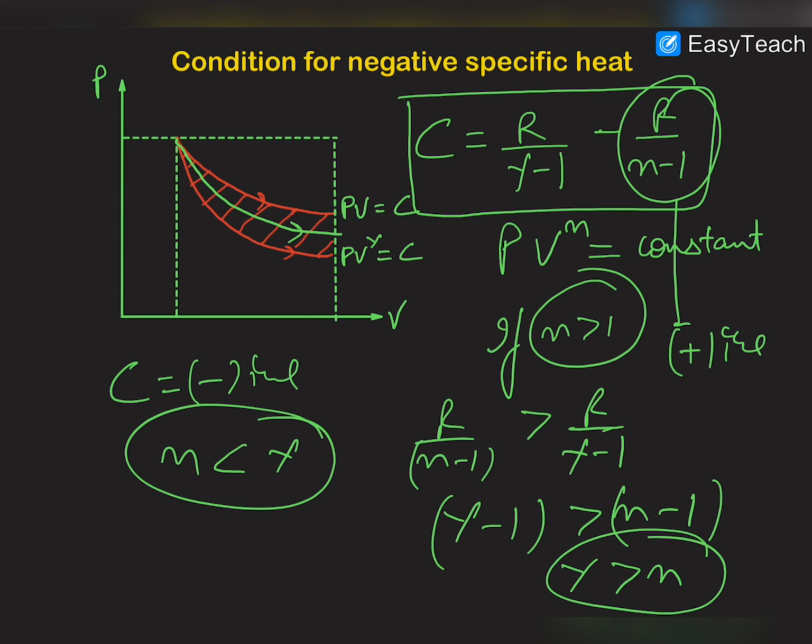And obviously if n is greater than gamma, then the slope of the adiabatic would be greater than the slope of this polytropic process in magnitude. Therefore we can say that the negative specific heat process will lie between these two graphs, the first is the isothermal process and this one is the adiabatic process. So any graph which is lying between these two graphs and which is a hyperbola will be a process of negative specific heat, and it means that we need to extract some amount of heat to increase the temperature of the gas.